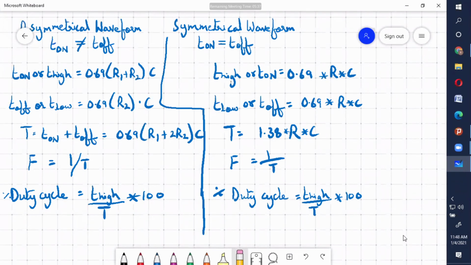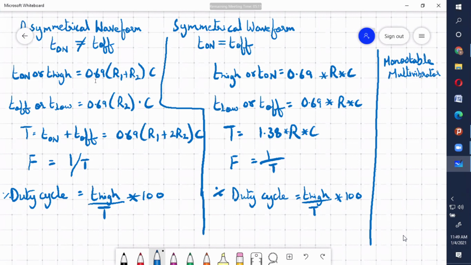Now, students, this is for astable multivibrator. Similarly, for monostable we have only one formula. Have you finished copying that? Shall I write monostable here? The monostable multivibrator time period is given as 1.1 R into C. If you know T, then F is equal to 1 by T.